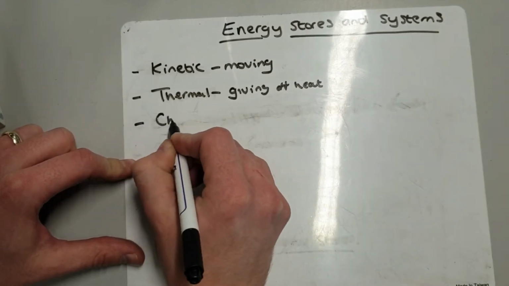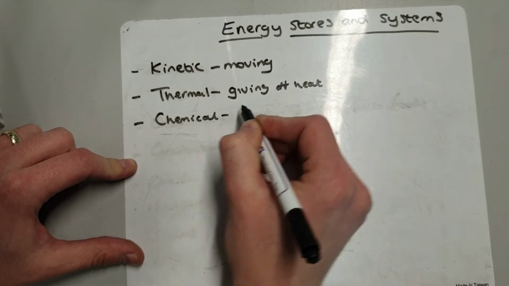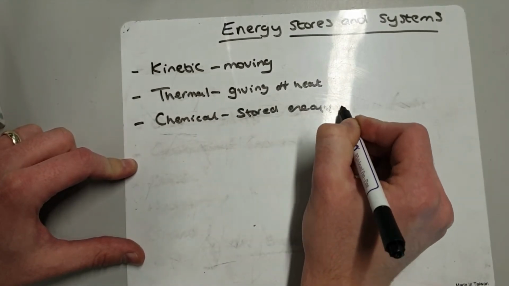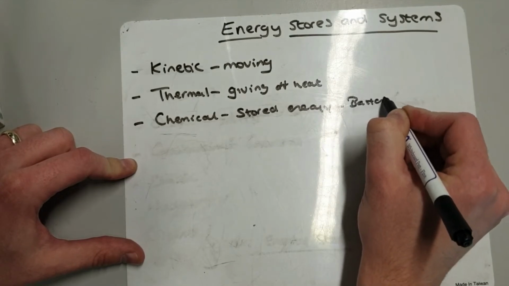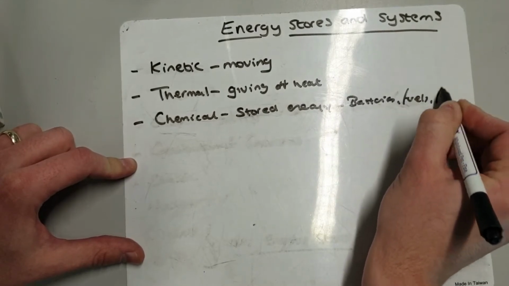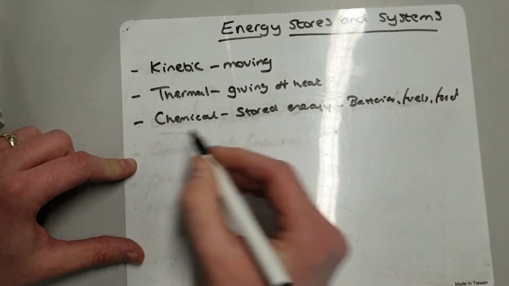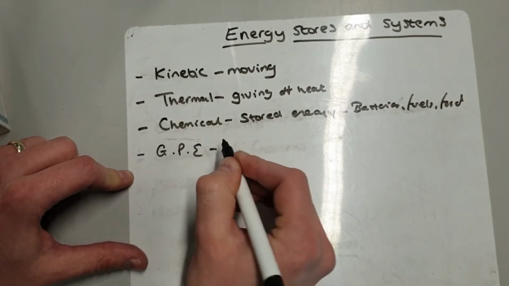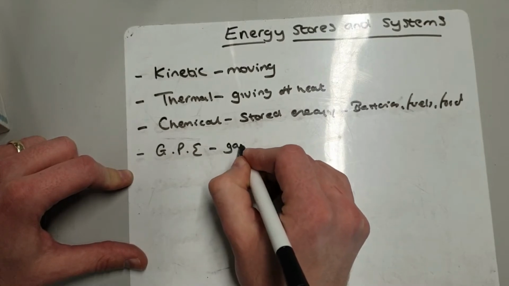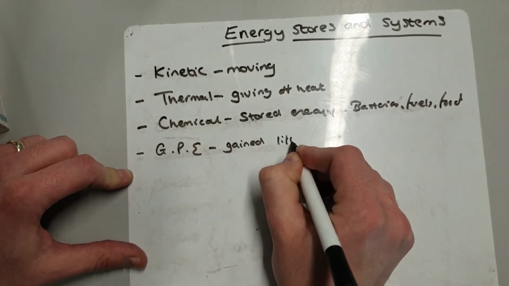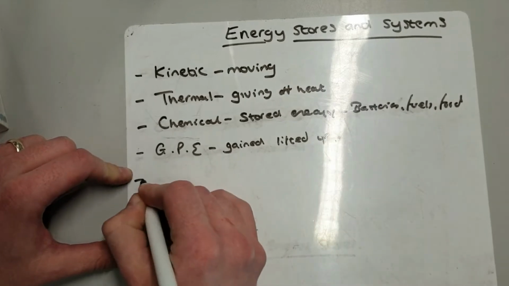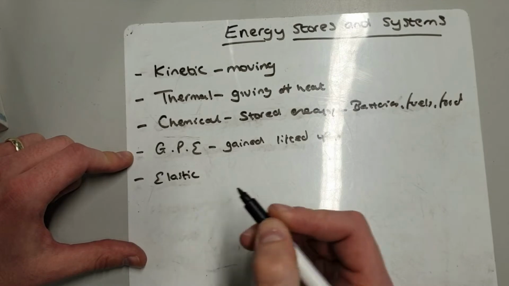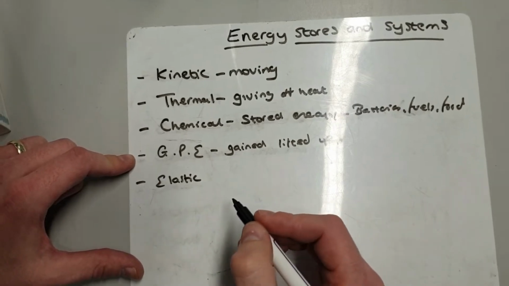The next type of energy is chemical energy. So that's energy that is stored energy. That comes from things like batteries and fuels and even food, all of that is chemical energy. The next one is gravitational potential energy. That's energy gained when something is lifted up high. The next one is elastic potential energy. That's obviously energy in elastic bands and springs and things like that.